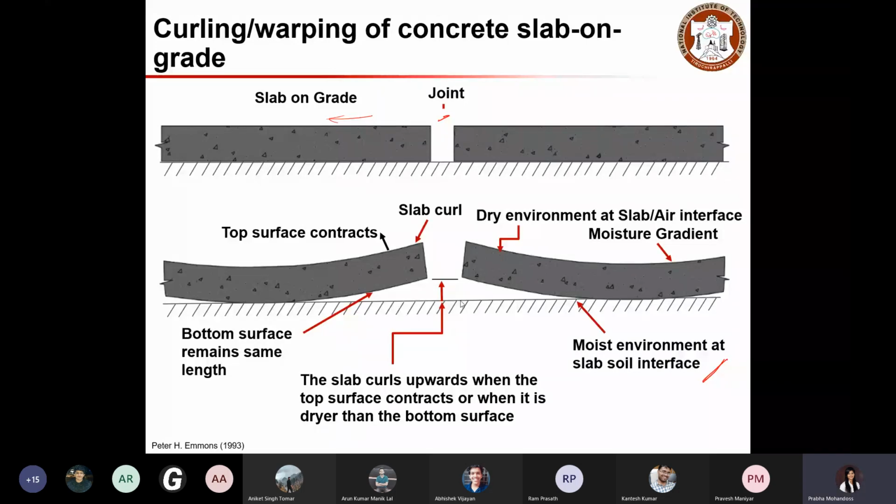So here you have a moisture gradient, and because of that, the top surface becomes dry and the bottom surface is moist. Whereas in the other case, when you have a temperature gradient, the reaction is going to be similar, but it will be in the other way. So your top tries to expand instead of contracting. In such cases, your bottom surface tries to curl downward to remain the same length due to the temperature variation.